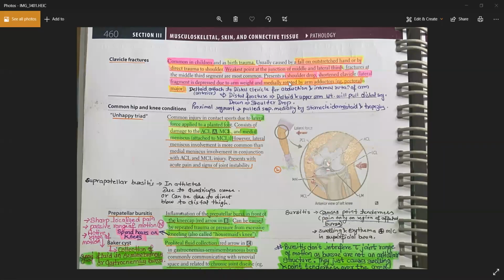So step one will ask you what structures are pulling the bone upward and what structures are pulling the bone downward. So please note the deltoid and the weight are pulling downward, and the trapezius and the sternocleidomastoid are pulling the bone upward.